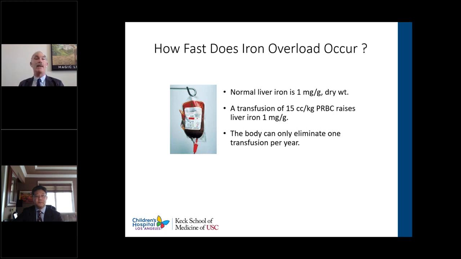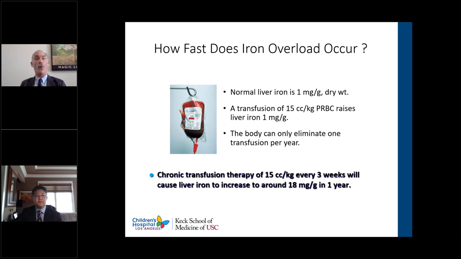Furthermore, the body eliminates only 1 transfusion's worth of iron per year. So if you're being transfused every 3 weeks, you can see that by the end of only 1 year of transfusions, you're going to have a liver iron that's up around 17, 18 milligrams per gram, which is well into the range thought to be cardiotoxic.